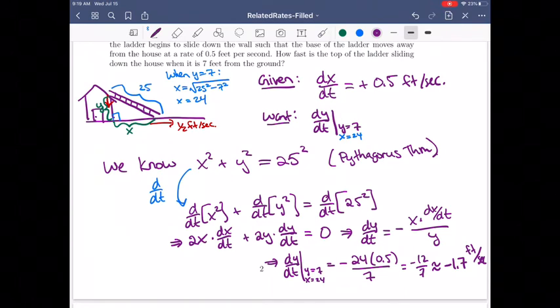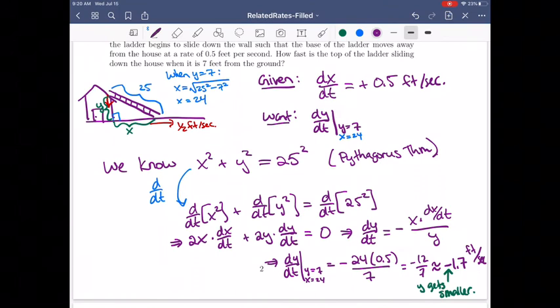Now, what does it mean that it's negative? Does that make sense? Remember, the derivative is positive when the amount is increasing. Here, the y value, the height, as the ladder comes down, is getting smaller. So it makes sense that the derivative here is negative, because y gets smaller.